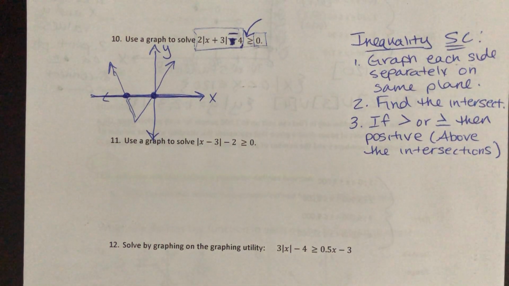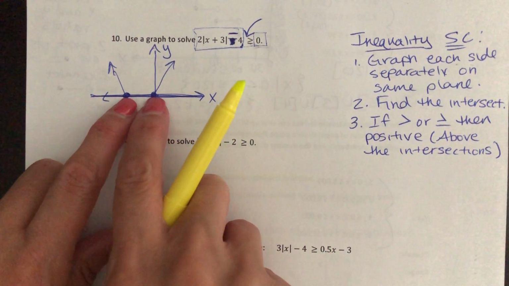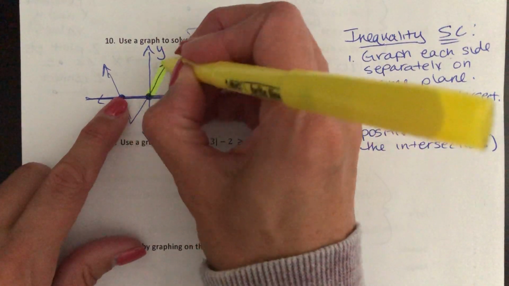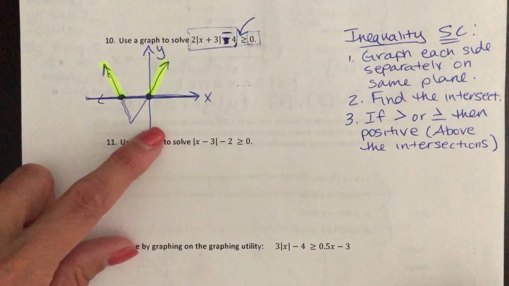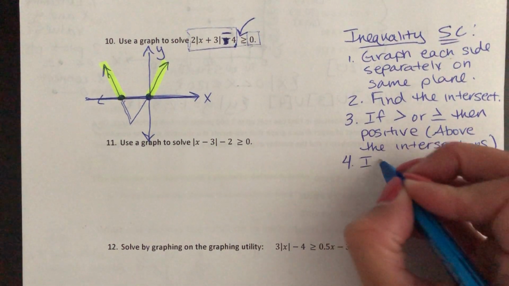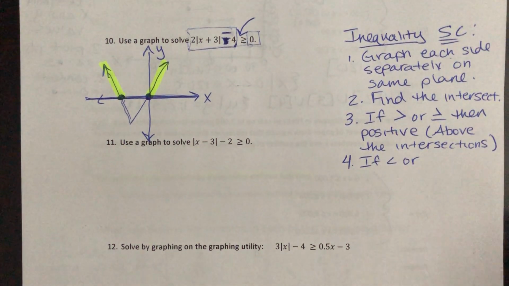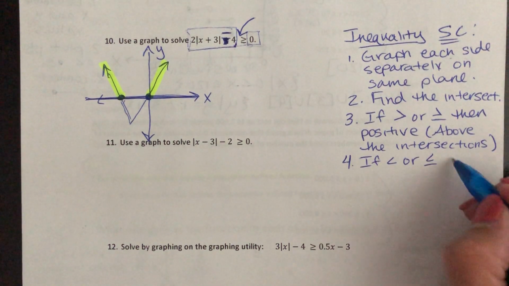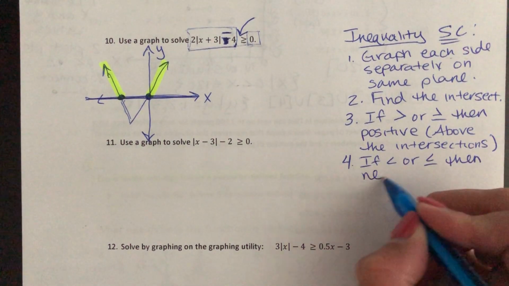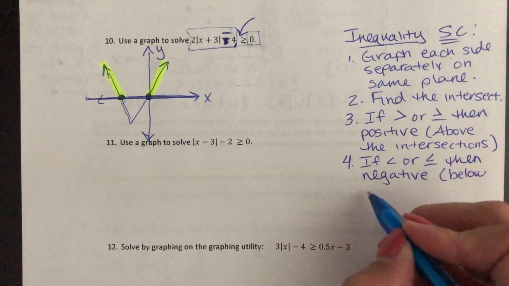So in this problem, here's my intersections. I'm looking above those intersections, so here and here. Okay, so I'm going to highlight those intersections there. And if we had less than or equal to, then we're looking for what's below the intersections.